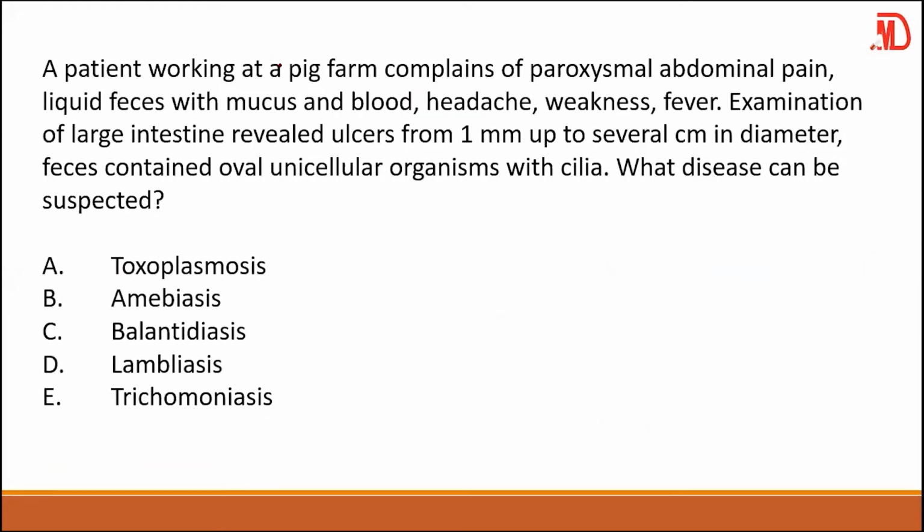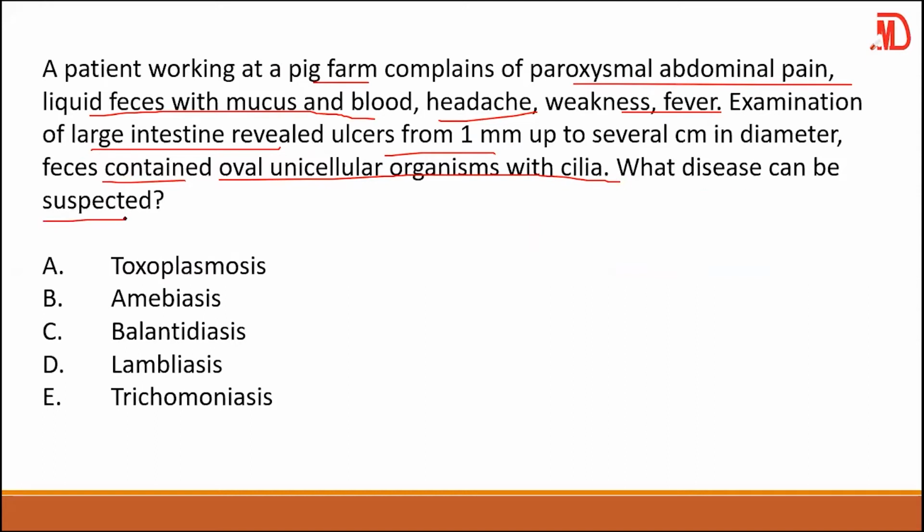A patient working at a pig farm complains of paroxysmal abdominal pain, liquid feces with mucus and blood, headaches, weakness, and fever. Examination of the large intestine revealed ulcers from 1 millimeter up to several centimeters in diameter. Feces contained unicellular organisms with cilia. What disease can be suspected?